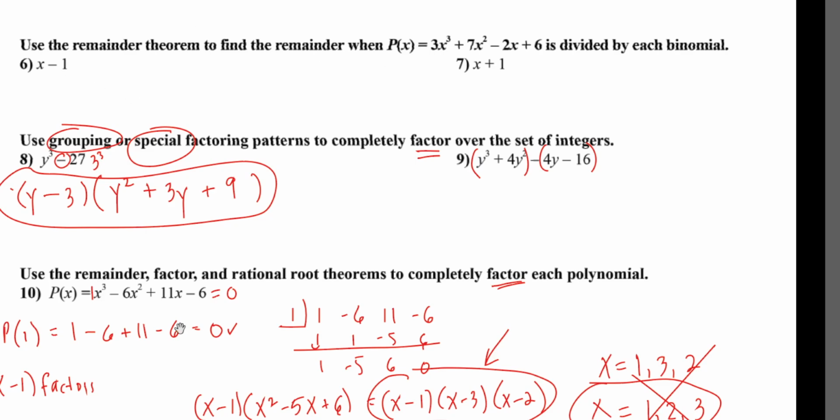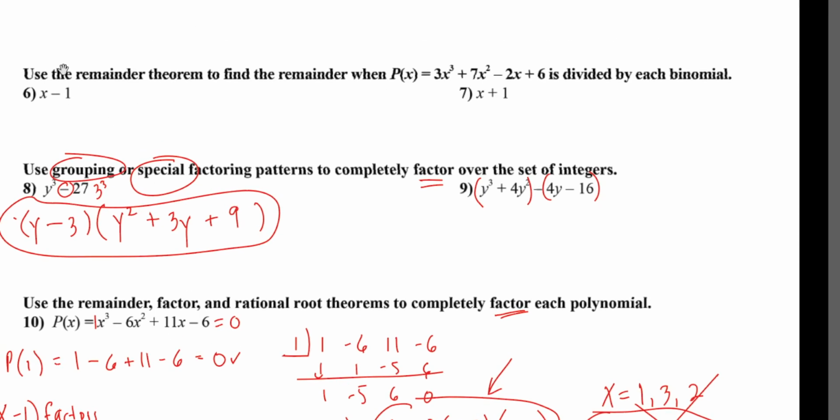This one was way easier than 10 because they kind of told you what to divide, didn't they? So if it's x minus 1, what are we putting in that little box? We're putting in a 1. That's right. Not a negative 1. We're putting in a 1. All right? And then that would be what? 3, 7, negative 2, 6. You can do the rest, right? Same thing right here. What are you putting in the little box? You're putting in a negative 1 on this one and then doing all that.